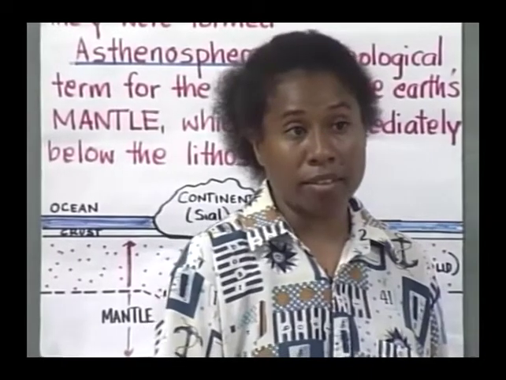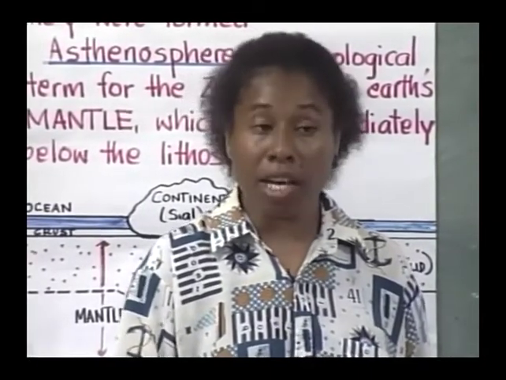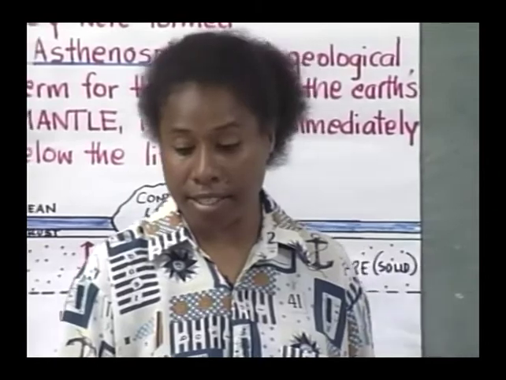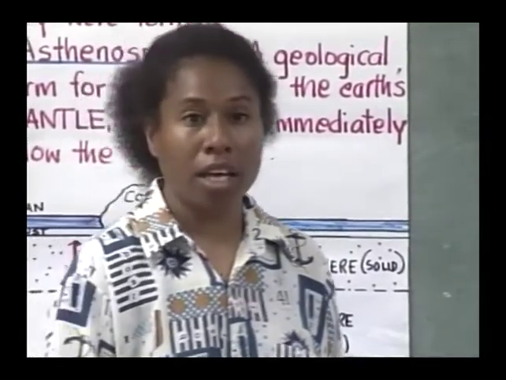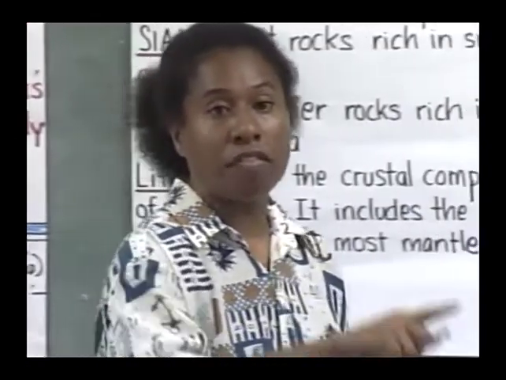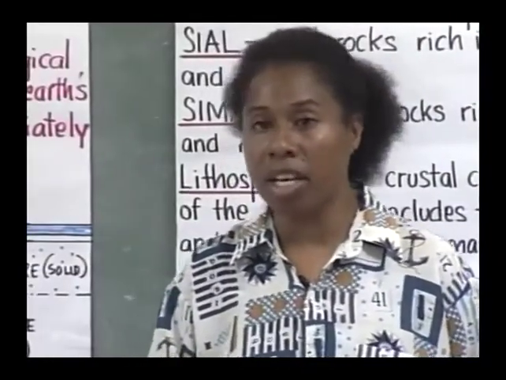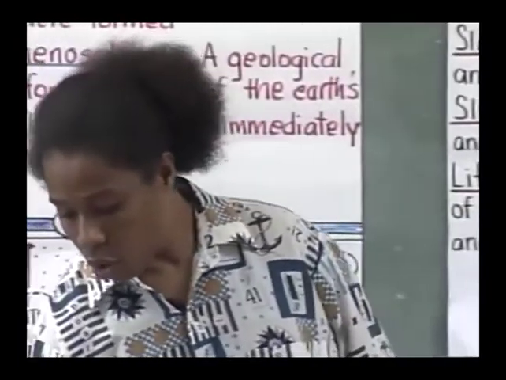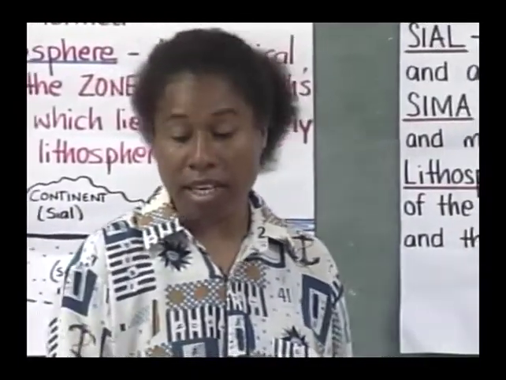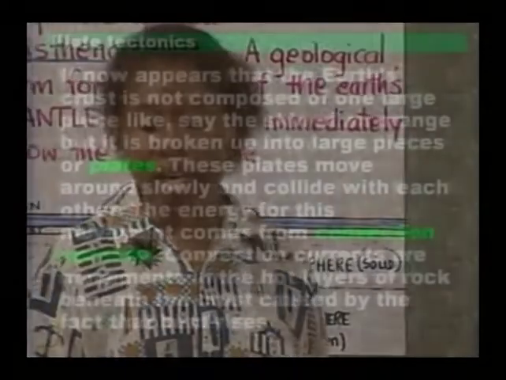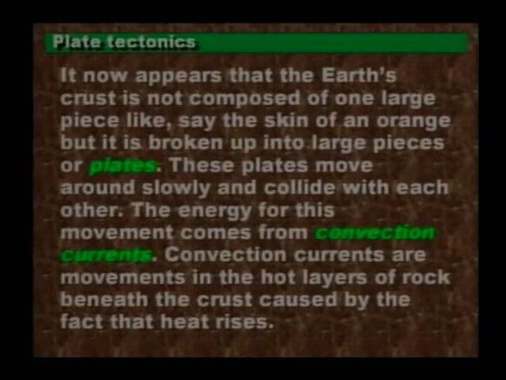So here on page 4, we are talking about these convection currents, which are contributing to the movements of the tectonic plates on the surface. So what is that convection current all about again? We go back to the definition, and the definition given in our booklet tells us that convection currents are simply movements in the hot layers of rock beneath the crust, which is caused by the fact that heat rises.